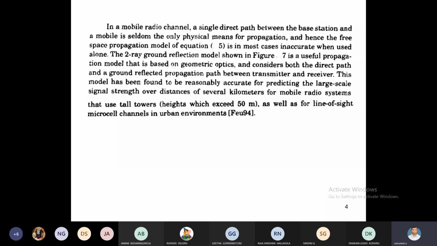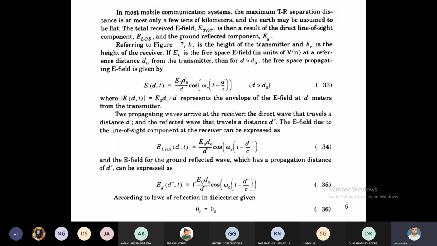In general, we calculate large scale path loss for this two-ray ground reflection model over several kilometers, where the base station height exceeds 50 meters. From this figure, the separation distance D is a few tens of kilometers, which I have to assume. The total received E field is E total, which is the summation of the direct line of sight path energy plus the ground reflection component EG.